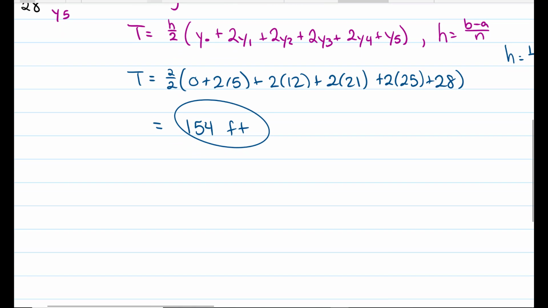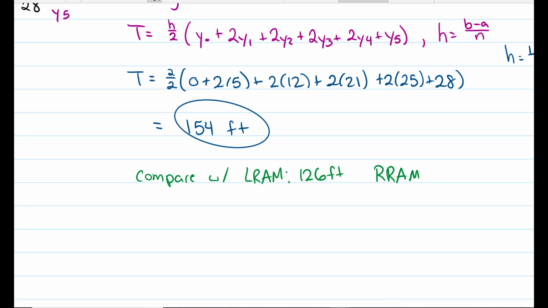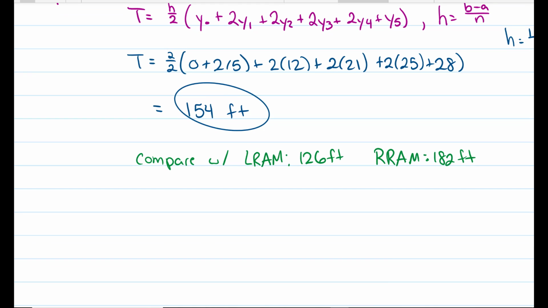So when we compare that with the LRAM and the RRAM, the LRAM was 126 feet, and the RRAM is 182 feet. You can see that the trapezoid method is much more accurate than LRAM and RRAM.